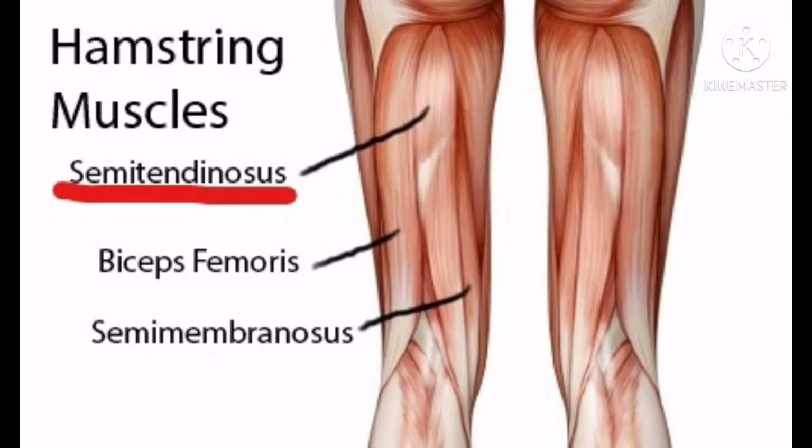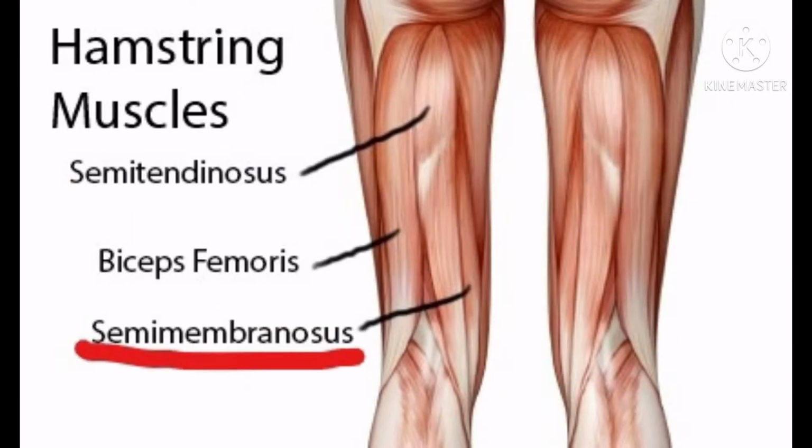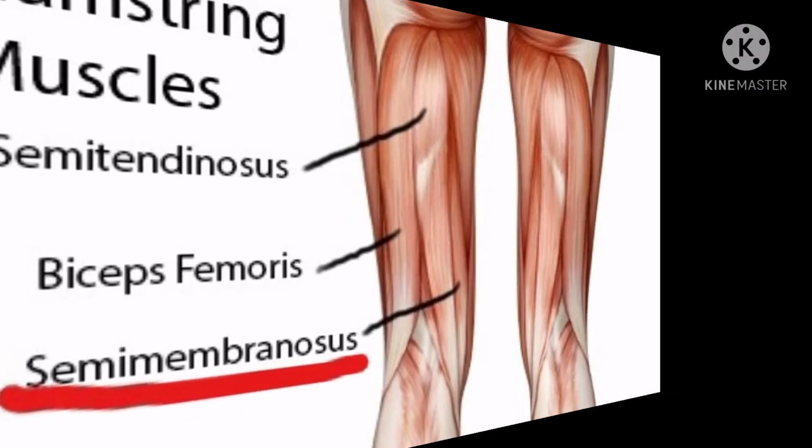The semitendinosus is another large hamstring muscle that originates at the inner side of your pelvis, runs down your back leg to then cross the knee and attach to the top of your tibia. This muscle actually runs over the semimembranosus as it crosses the knee. The semimembranosus is found on the back of the thigh, attaches to your pelvis, and then runs down to your tibia.